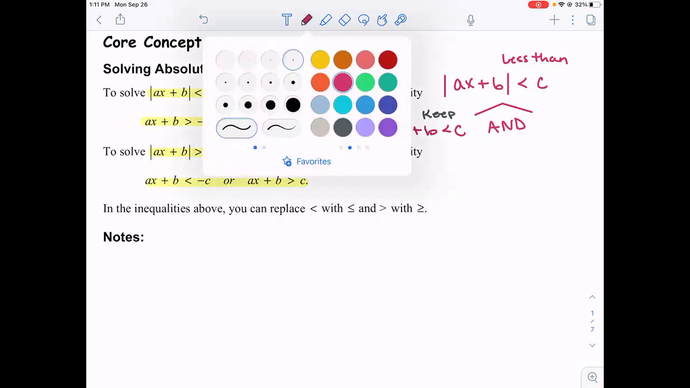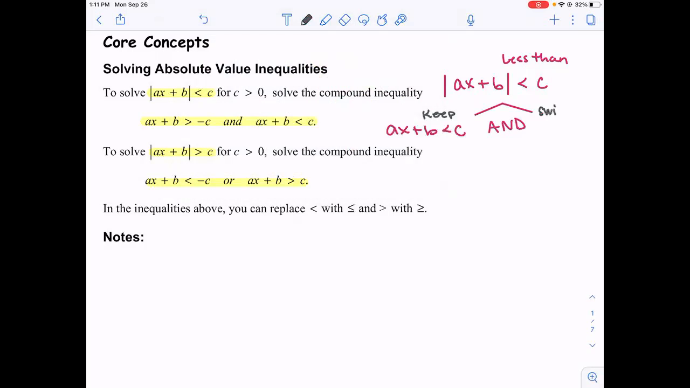And we're going to write an inequality where we switch, where we write AX plus B is greater than a negative C.